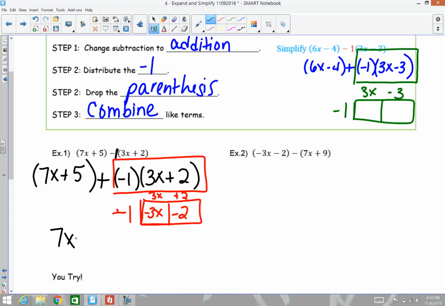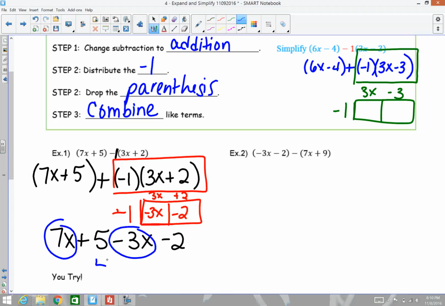So 7x plus 5 minus 3x minus 2. And we can combine. 7x minus 3x is 4x, and 5 minus 2 is 3. So our answer here will be 4x plus 3. Jot down any questions you have, and we'll try example 2.